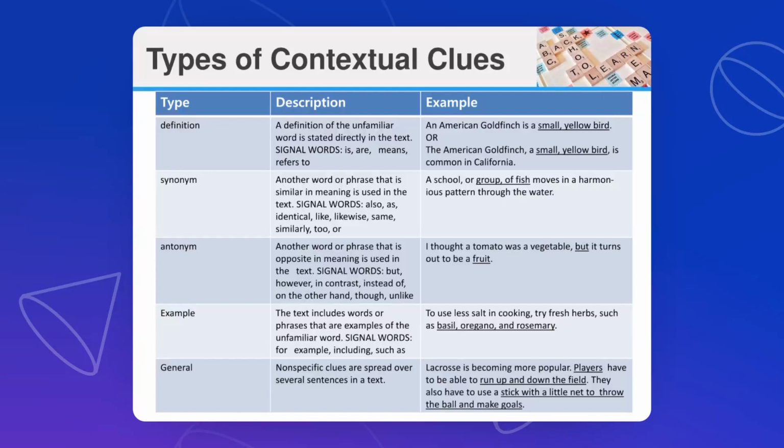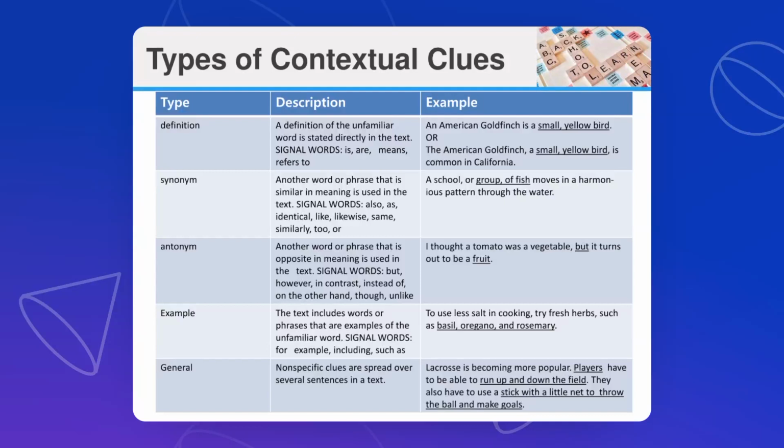It's a fruit. The fourth type, the example. Oftentimes you'll have it introduced with phrases such as for example, or including, or such as. And here's our example of the example. To use less salt in cooking, try fresh herbs such as basil, oregano, and rosemary. And sure enough, we had that phrase, such as, to clue us.